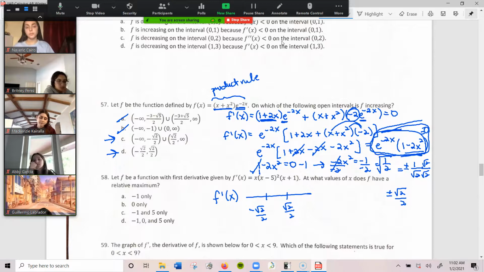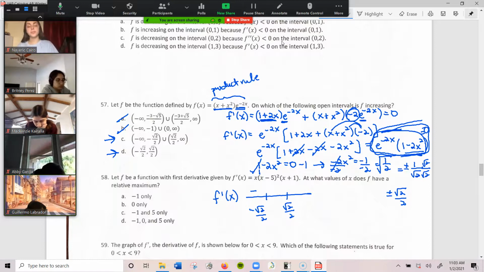Okay. Let's say a number to the left of negative square root of 2 over 2. Let's say if I plug in, I don't know, negative 2, because negative 2 for sure is less than that. Because the square root of 2 is going to be like 1 point something, divided by 2 is going to be some decimal. So let's say just negative 2, just to be safe. If I plug in negative 2, I will get e raised to the positive 4, so that's a positive number, times 1 minus, and then this would be 1 minus another negative number, so this would be negative. Remember that you're only trying to find the signs.